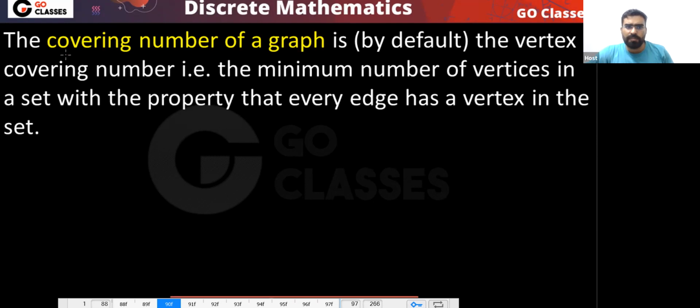Okay, so remember, by default, the covering number of a graph, if I directly say covering number, what does it mean? It means vertex covering number. Remember, vertex covering number. So by default, if I directly say covering number of a graph, that means vertex covering number.